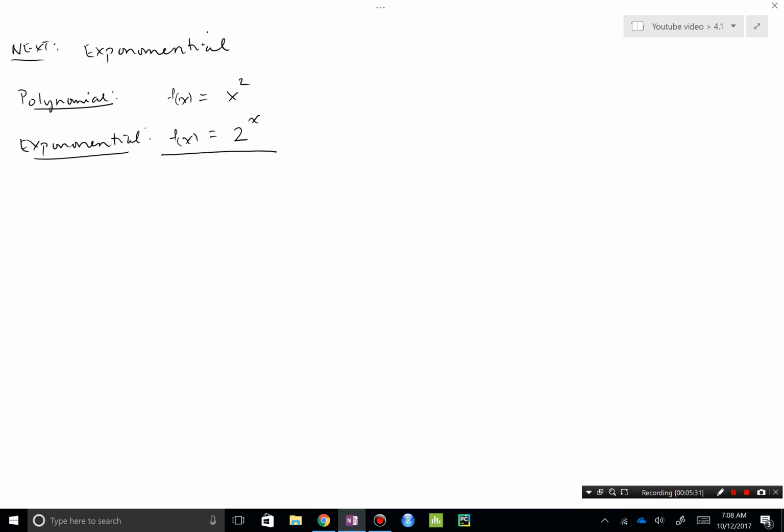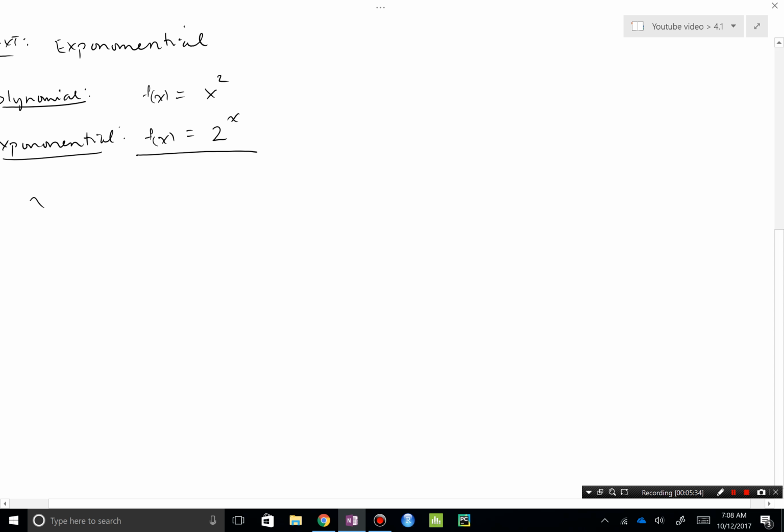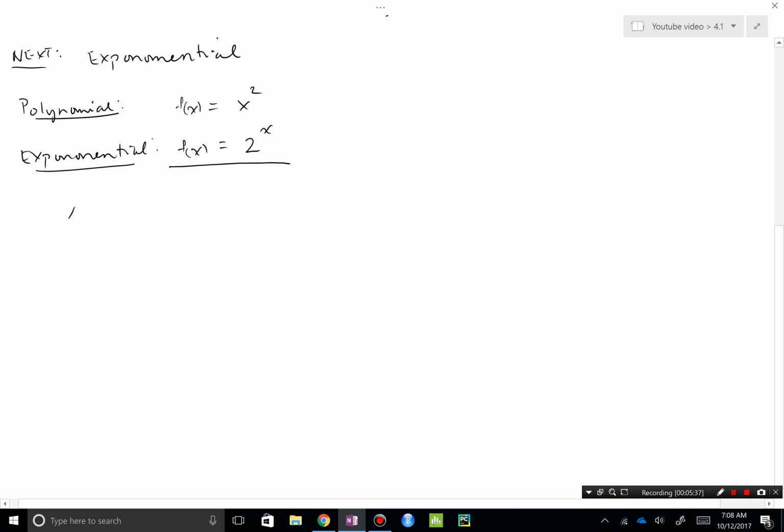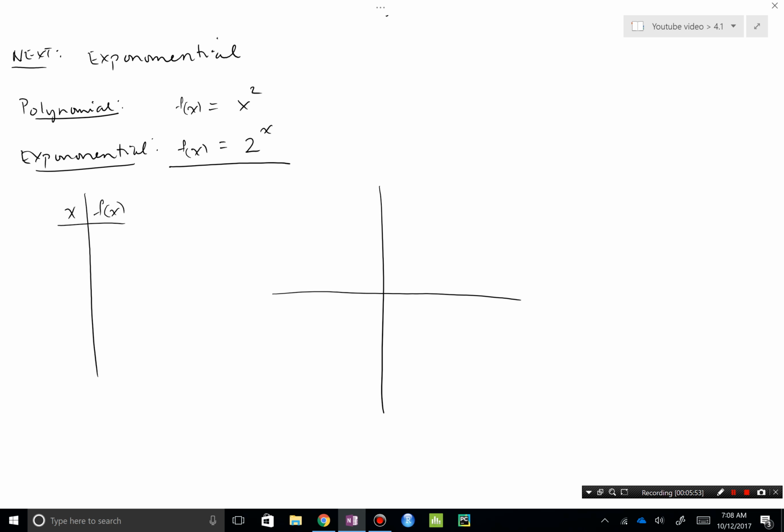When we don't know how a graph looks, what do we do? We plot points. So here we go. Here's x. Here's f of x. And then here's my graph. You look at this and say, okay, there aren't any domain restrictions. There are no denominators, no even roots, no logarithms, so I can plug in any numbers I want. So let's just plug in some whole numbers here.